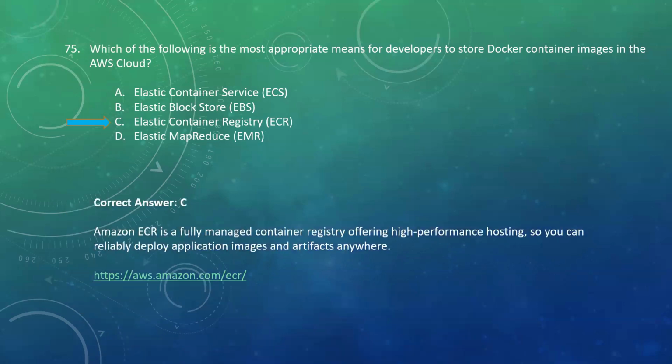Amazon ECR is a fully managed container registry offering high performance hosting, so you can reliably deploy application images and artifacts anywhere. Amazon ECR is integrated with Amazon ECS and Amazon EKS, which means you can easily store and run container images for applications with either orchestrator. All you need to do is simply specify the Amazon ECR registry in your task or pod definition for Amazon ECS or Amazon EKS to retrieve the appropriate image for your application.